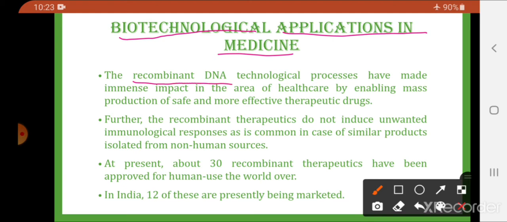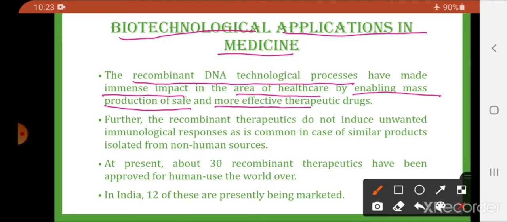The recombinant DNA technological processes have made immense impact in the area of healthcare by enabling the mass production of safe and more therapeutic drugs. So basically, by the use of recombinant DNA technology, we are able to produce therapeutic drugs in bulk quantity. Due to biotechnology, whatever therapeutic drugs are available, they are produced on a large scale as well as they are safe.